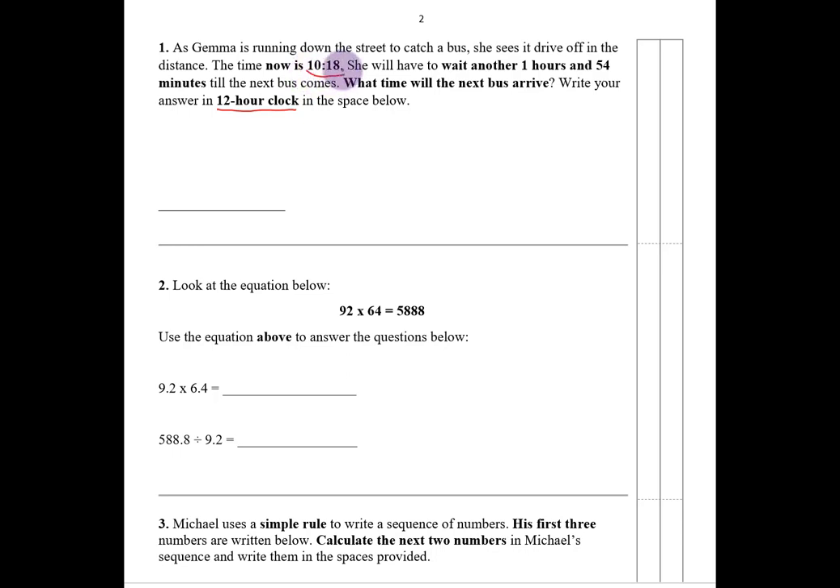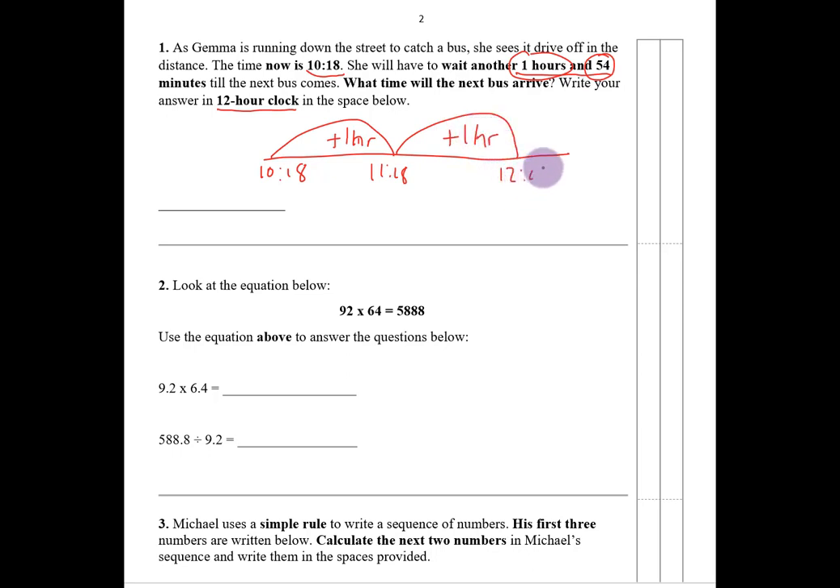So we've got the time that she sees the bus. We know she has to wait for this length of time, and we need to make sure it's in 12-hour clock. So we'll do our timeline, and we've got 10:18. Now we add on the hours first, so we'll add on 1 hour to the 10:18, which takes us to 11:18. Then we need to add on the 54 minutes. So here, what I'm actually going to do is add on another hour, which takes me to 12:18.